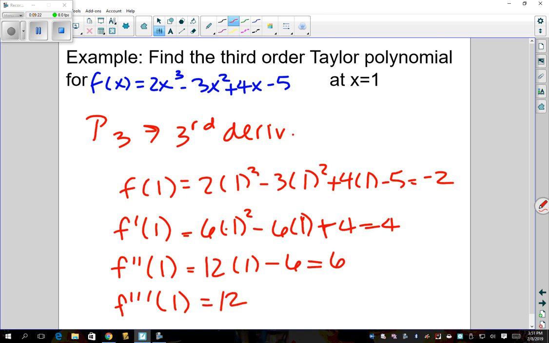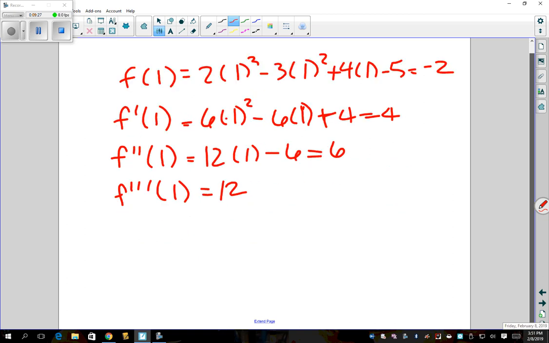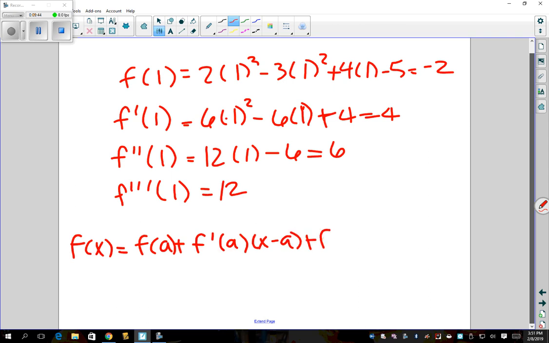So these are my derivatives, and now I can just plug them into a Taylor polynomial. So again, in this particular polynomial, we say that f of x equals f of a plus f prime of a times x minus a plus f double prime of a over 2 factorial times x minus a squared plus f triple prime of a over 3 factorial times x minus a cubed.